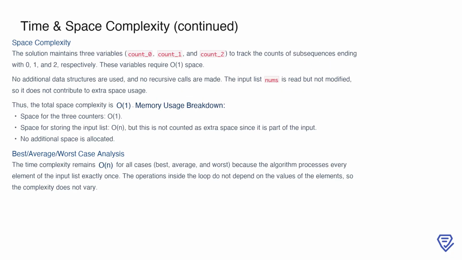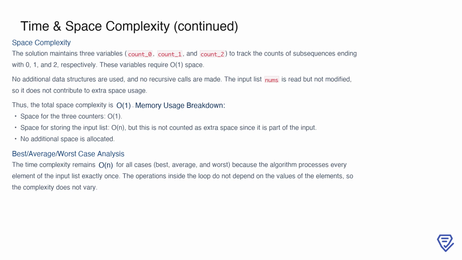Now, let's consider the space complexity. The solution only uses three variables, count_0, count_1, and count_2, to track the counts of subsequences ending in 0, 1, and 2, respectively. These variables require a constant amount of memory, which is O(1). Importantly, no additional data structures are used, and no recursion is involved, so there is no extra space consumption beyond these three counters. Although we do read the input list nums, it is not modified or duplicated, so its memory usage is not considered additional space. This gives the solution a total space complexity of O(1).